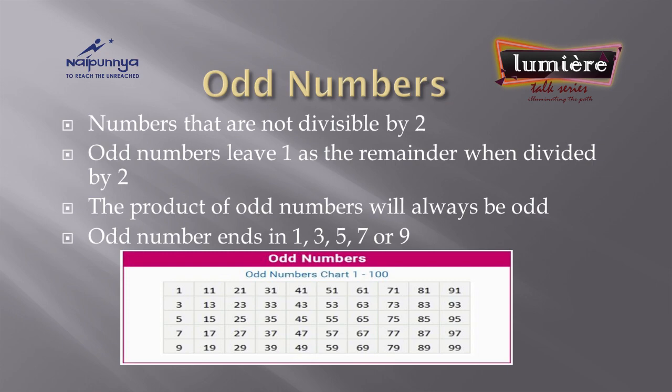You can check it out with the table provided below. Here you can see that all the odd numbers end with the digits 1, 3, 5, 7 or 9.